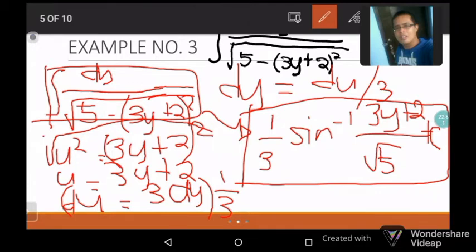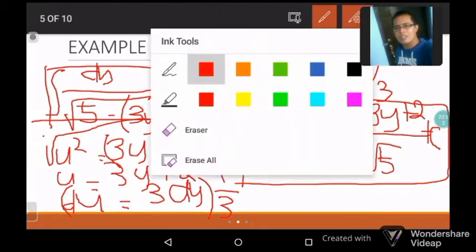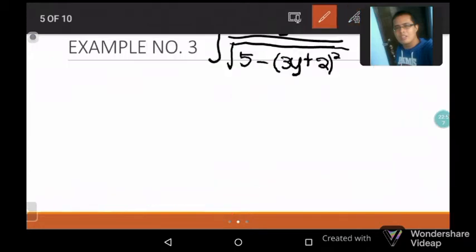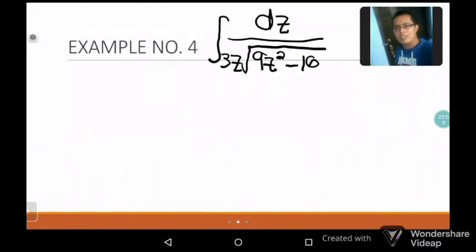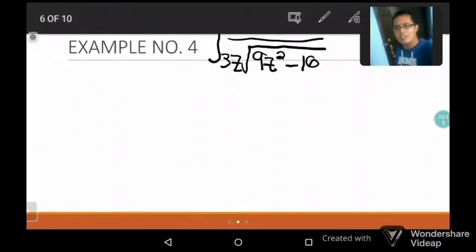Okay, so you're asked to find the integral of dz over 3z multiplied by the square root of 9z squared minus 16. So, familiar yung formula. Okay, isulat natin ulit. Integral of du over u square root of u squared minus a squared.